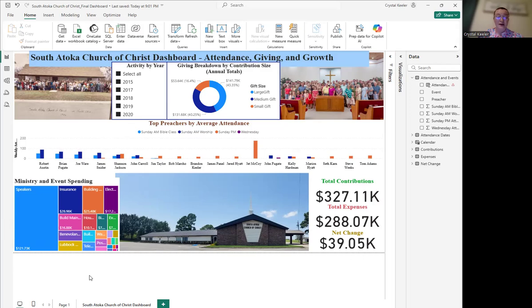Something that really shocked me, when I was presenting this to our leadership committee and the elders at my congregation, South Atoka Church of Christ, was the building cleaning. Why is building cleaning so much? Why is it more than our electricity? I got to speaking with the elders and the leadership committee, and it is because they pay my grandmother, who cleans our church for us, $75 a week to clean the church building. So $75 a week adds up, and for all of the years, that's why it's $25,000.